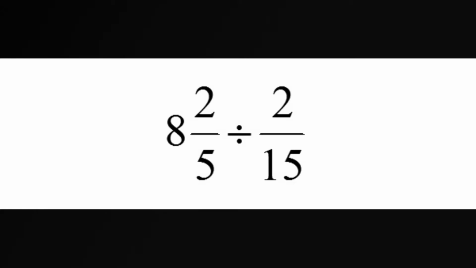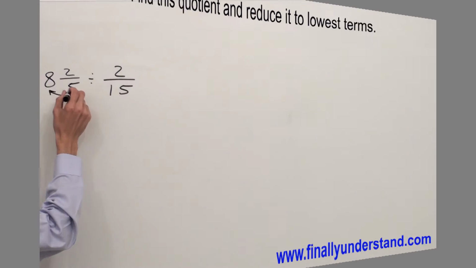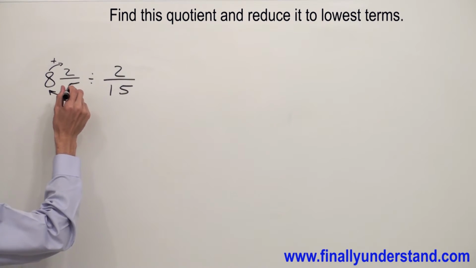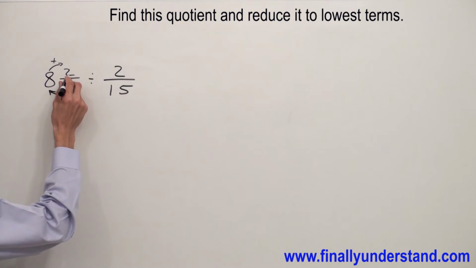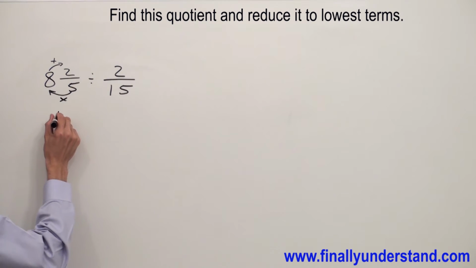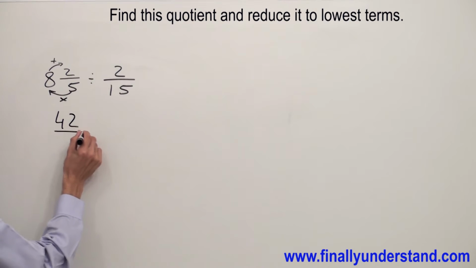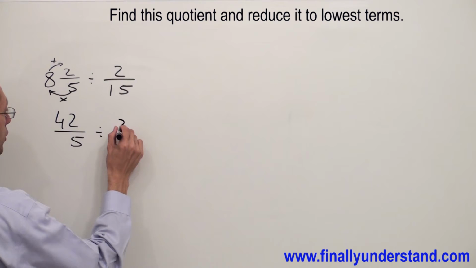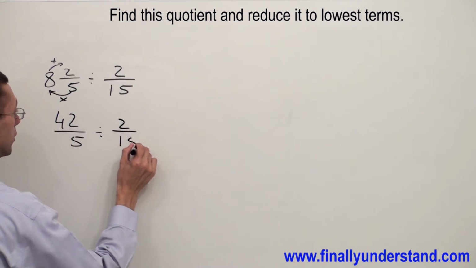First, we have to convert the mixed number to the improper fraction by multiplying denominator by the whole number, and the result we have to add to the numerator. 5 times 8 is 40. 40 plus 2 is 42 over 5 divided by 2 over 15.